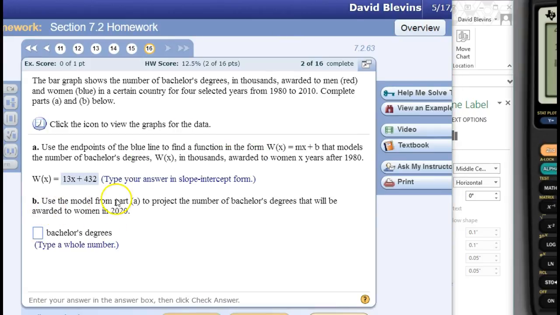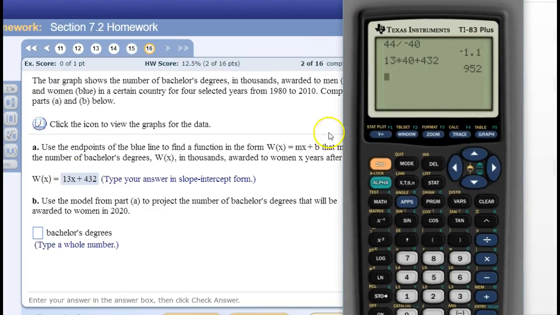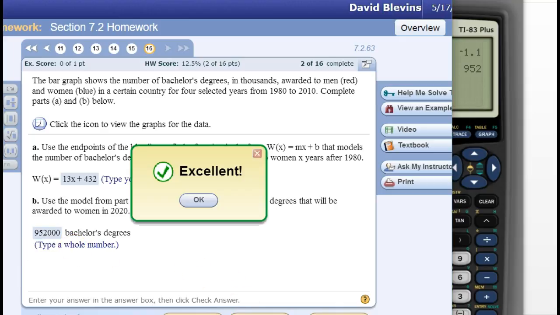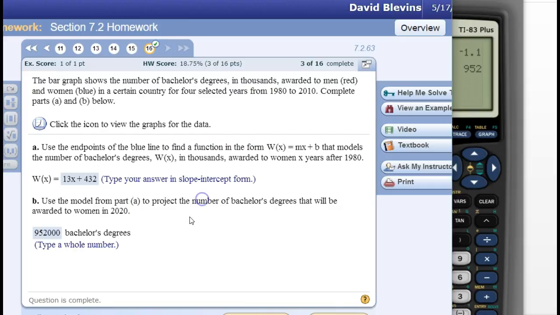The second part says, use the model from part A, this right here, to project the number of bachelor's degrees that will be awarded to women in 2020. Well, 2020 is 40 years after 1980, so that means x is 40. When I plug in 40 for that x, 13 times 40 plus 432, I get 952. If I remember, 952 in thousands, so we need 952,000 instead of just 952. So make sure that when you're doing these modeling problems, you look at your units and make sure your units agree with what the model is.